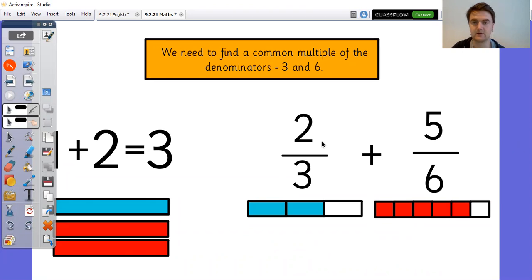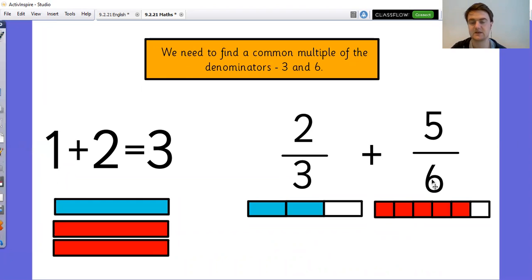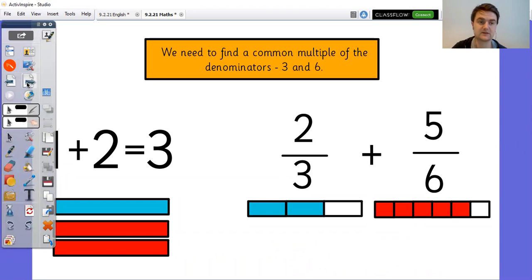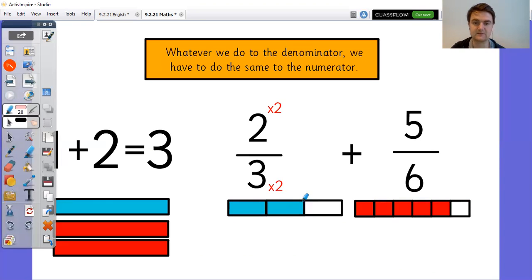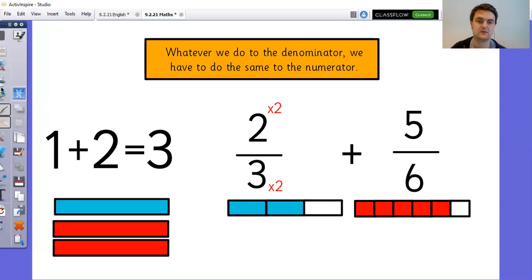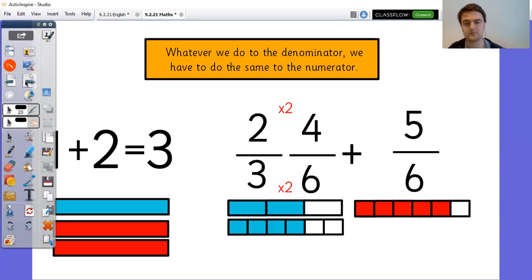So we need to find the lowest common multiple of 3 and 6. If I do my 3s and my 6s, I can see that the lowest common multiple, if I move my head out of the way, is 6. That's in both times tables. So I need to times 3 by 2 to get to 6, which means I need to do the same to the numerator, which means that 2/3 is equivalent to 4/6, as we can see from our fraction equivalent there.